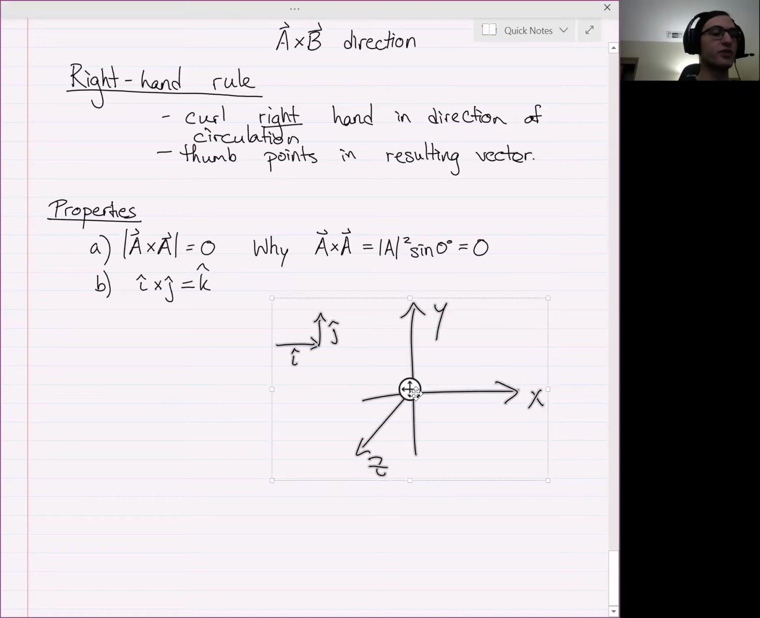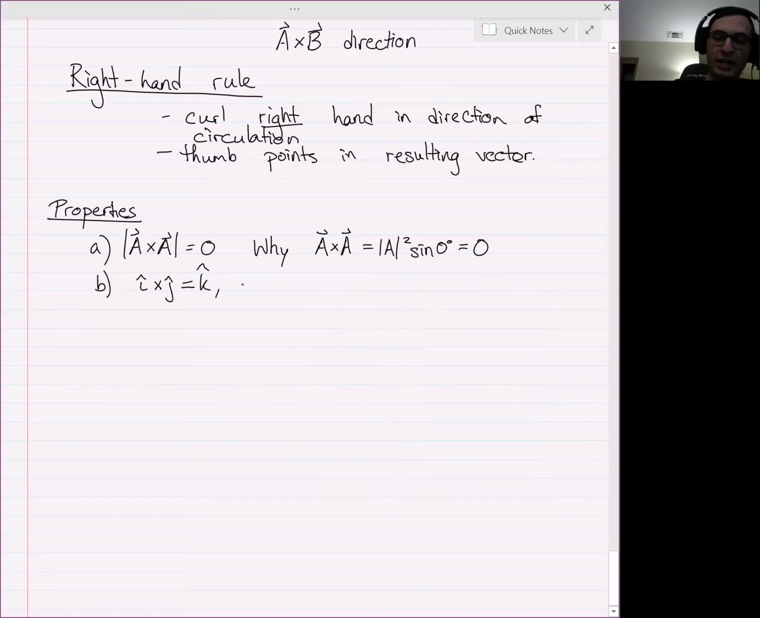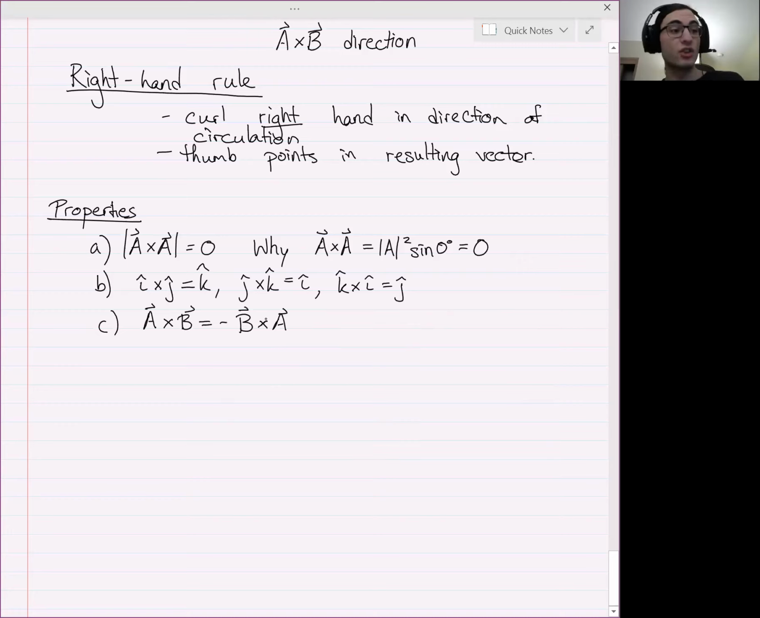And you can repeat this process for all of the unit vectors. J hat cross k hat is I hat, and k hat cross I hat is j hat. By the way, note that the order here matters. The reason for this is that A cross B is equal to the negative of B cross A. Right? The order here actually does matter. And the reason for that should be fairly obvious, right?